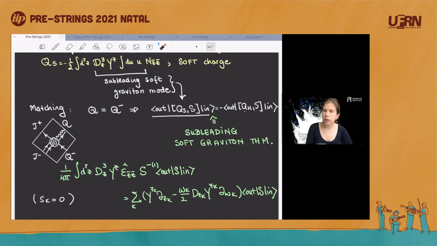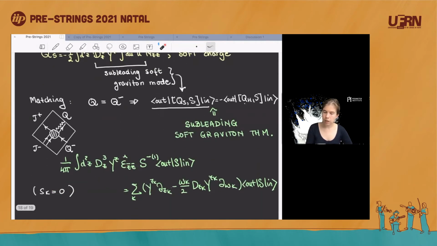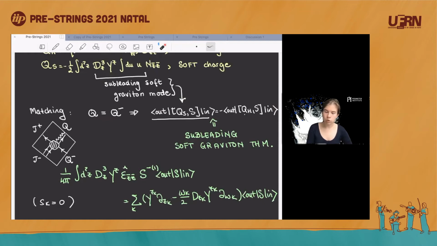And one can look at the associated Ward identity they give rise to. So imposing that the S matrix is invariant under the symmetry is the statement that the commutator of the S matrix with the net charge is equal to 0. But using the split into a hard and a soft piece, charge conservation becomes an equation of this form, where on the left-hand side, we have the commutator of the soft charge, which can be identified with the insertion of a soft graviton, a subleading soft graviton.